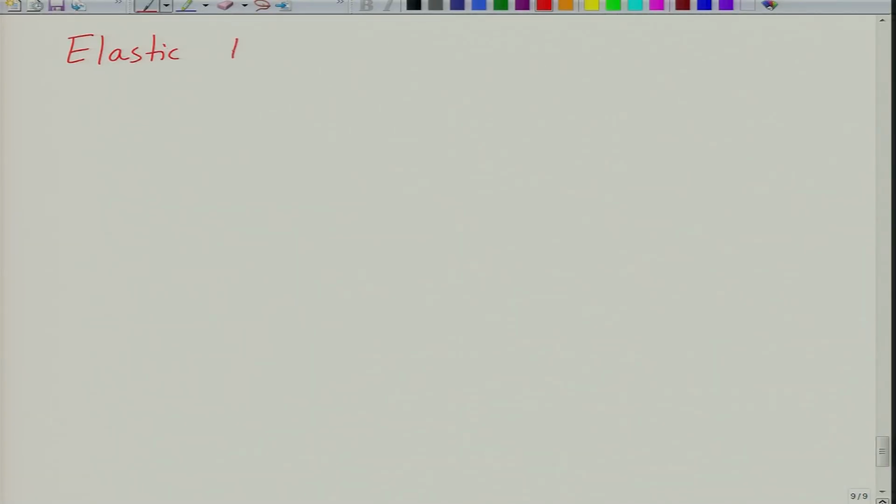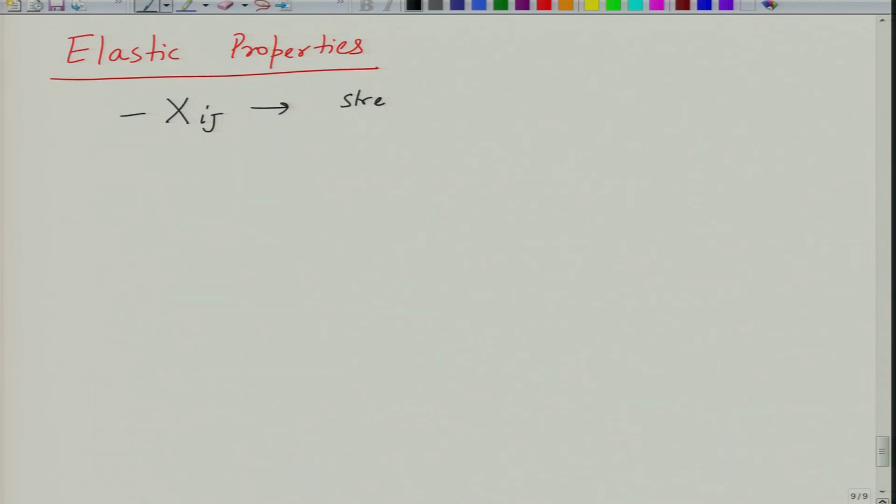So, now let us look at the second aspect, that is elastic properties. So, in the elastic properties, let us first define the stress. So, this is stress which is in Newton per meter square. So, this is capital X ij. So, this is the stress that is applied, and then you measure the strain, which is small x ij, which is strain which is unitless.